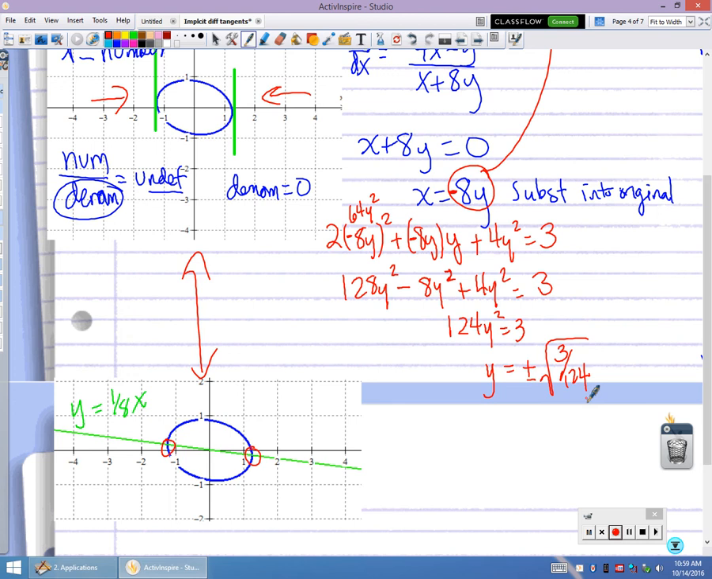However, we were looking for the value of x because we wanted the equation of the vertical line. So these y values go back into the equation of the line. So x is equal to plus or minus 8 times the square root of 3 over 124. And if you want to approximate those numbers using your calculator, I think you'll see that we have found that the graphs agree with what we did in our algebraic work.